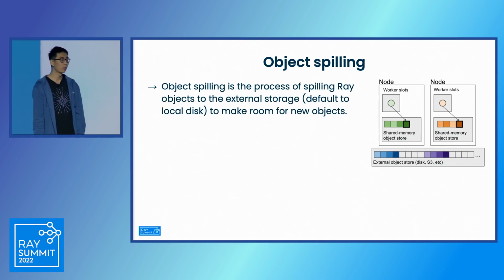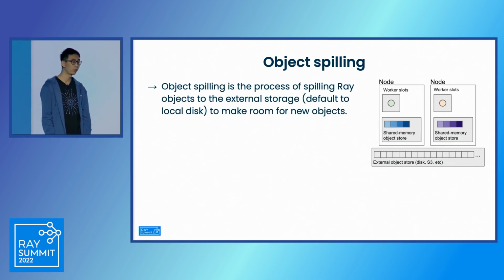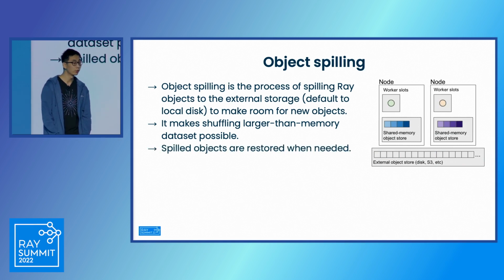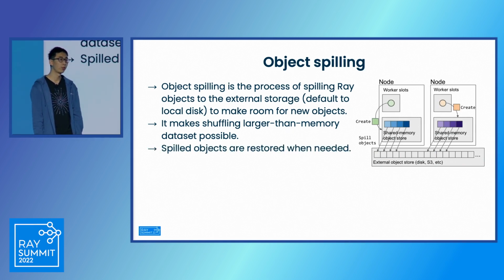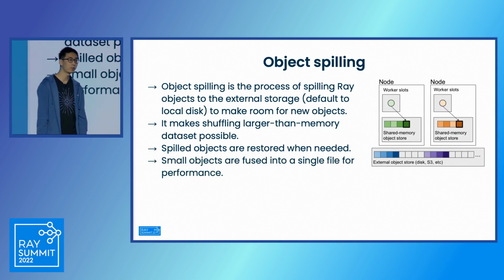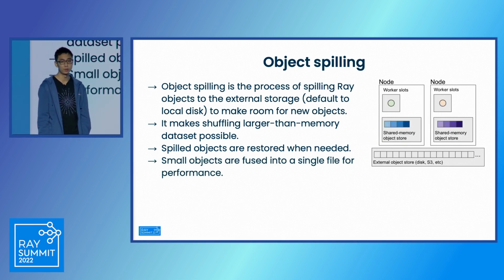Object spilling is a process of spilling objects to the external storage to make room for new objects. It essentially makes shuffling larger-than-memory datasets possible. For the spilled objects, they are restored when needed. Last, as an optimization, small objects are fused into a single file for performance.